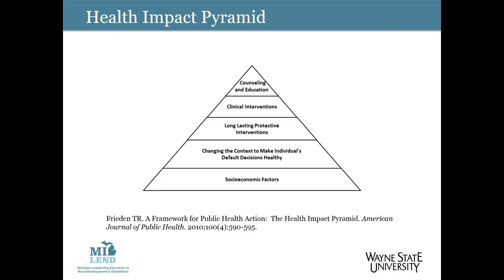I think the biggest takeaway point from the health impact pyramid is that as you go up, you have increasing individual effort to do it. So that's when people stop smoking, things like that. While as you're going down, it has increasing public health effect. So are there any questions about the health impact pyramid? Okay, no questions? Then I'm going to move on.